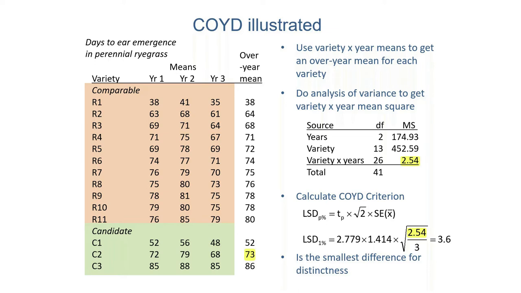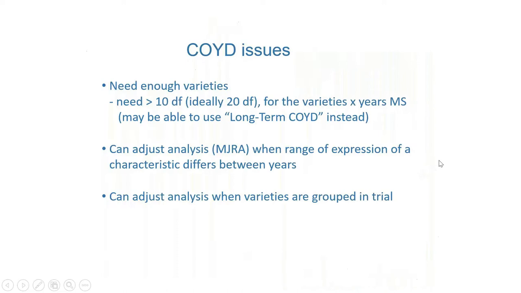Now, 3.6, the COI-D criterion, is the smallest difference necessary for distinctness. So, back to our candidate with its mean of 73. Any other variety that has a mean that is less than 3.6 days from 73 is not distinct from C2. So, if we look at our other varieties, we will see that R4, 5, 6, 7, and 8, their means are not more than 3.6 days difference than 73, so they are not distinct, but the other varieties are distinct from C2. Now, as I say, this is just one characteristic. We would look at other characteristics, and all being well, we will find other characteristics where these varieties 4, 5, 6, 7, and 8 are distinct from C2, but for this one characteristic, they are not.